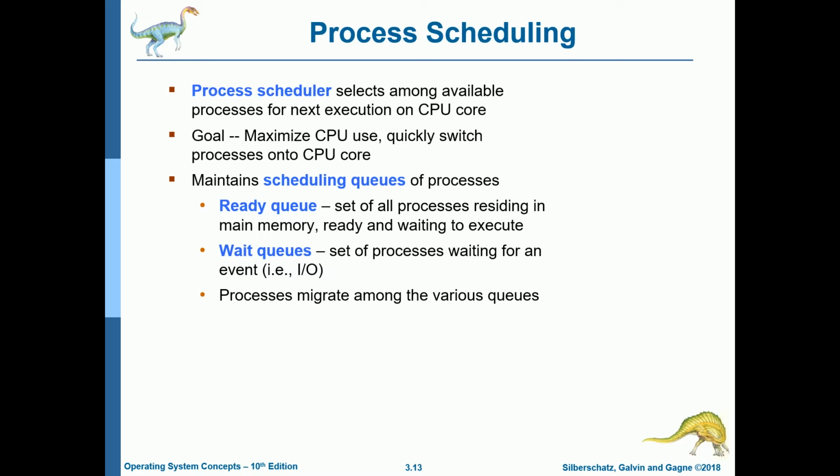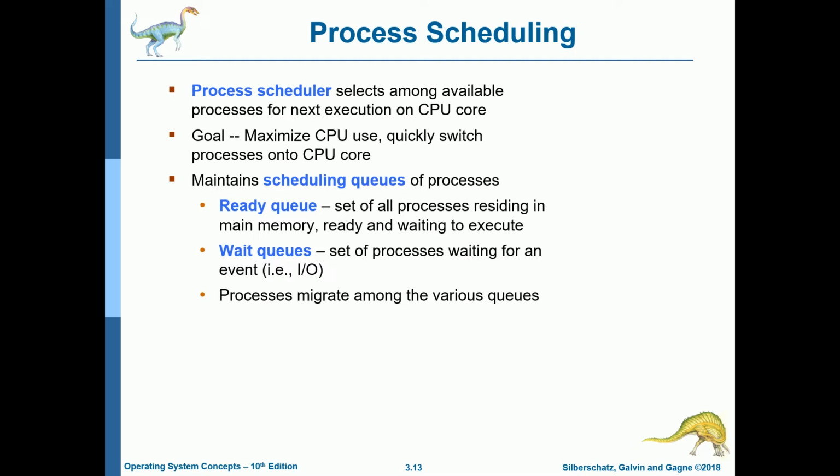Now, the number of processes currently inside of memory is known as the degree of multi-programming. In general, most processes can be described as either an I/O-bound or a CPU-bound process. An I/O-bound process is one that spends more of its time doing input and output rather than doing computations. And of course, a CPU-bound process generates fewer I/O requests and uses more time on the processor.